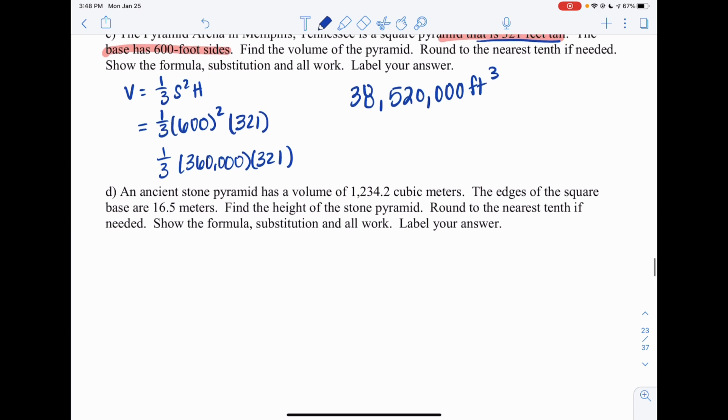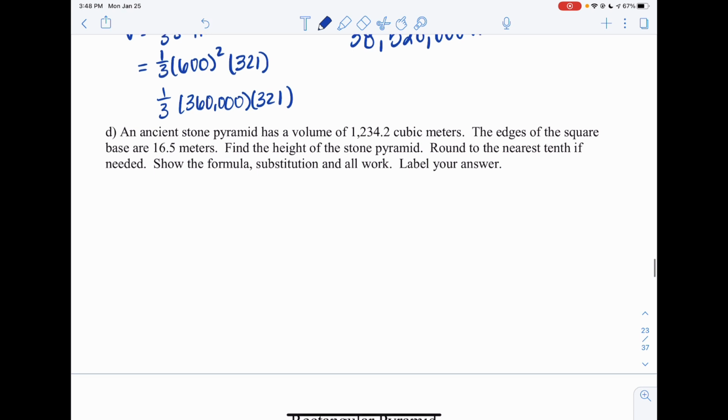All right, and moving on to our very last example of our square pyramid. So we want to be careful with these type of problems, because if I read the first sentence, it says an ancient stone pyramid has a volume of 1,234.2 cubic meters. So they are giving me the volume instead of me solving for the volume, which we have been doing in the last couple of examples. So I'm just going to start off by writing my equation. Okay, and then finishing off reading it.